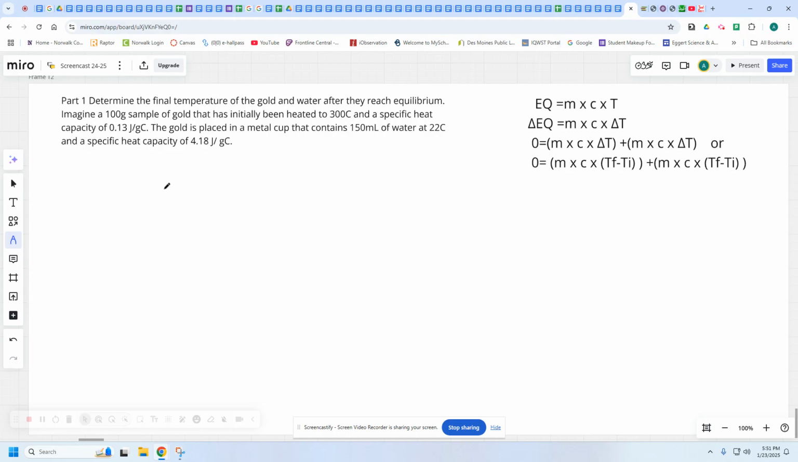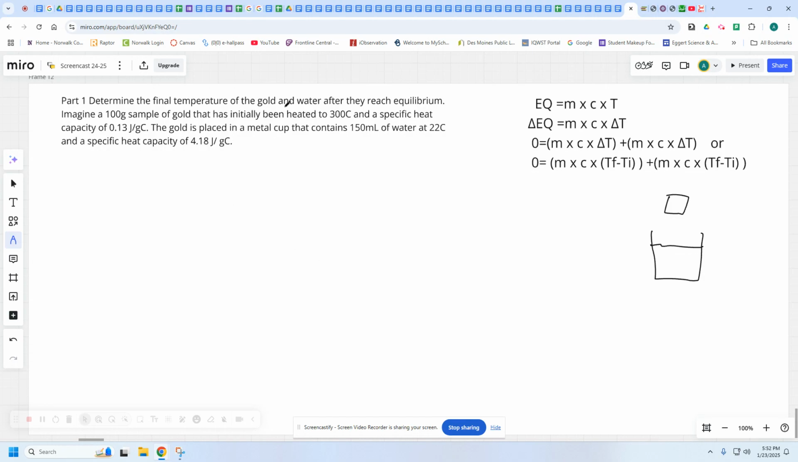This next problem is a two-part problem. I'm going to try to do part 1 and part 2 in this video. Part 1, we're going to read the directions here and determine the final temperature of the gold and water after they have reached equilibrium. So what you need to imagine is that if you've got a chunk of gold at some temperature and we're going to put it in a container of water and measure the temperature change that the gold does to the water, and we're going to end up using that to predict the final temp they end up with.